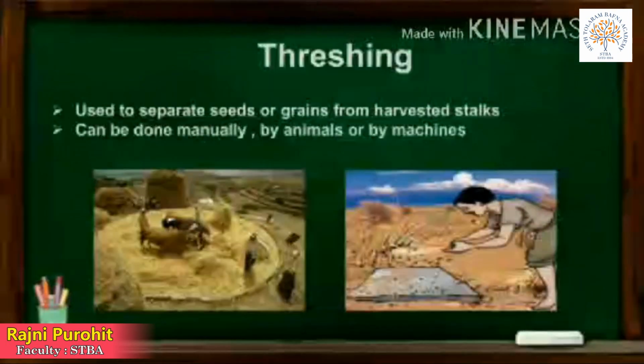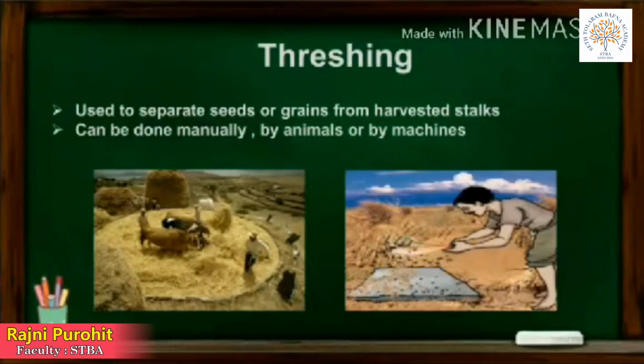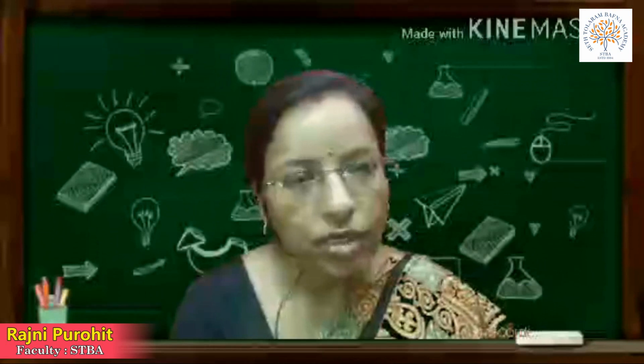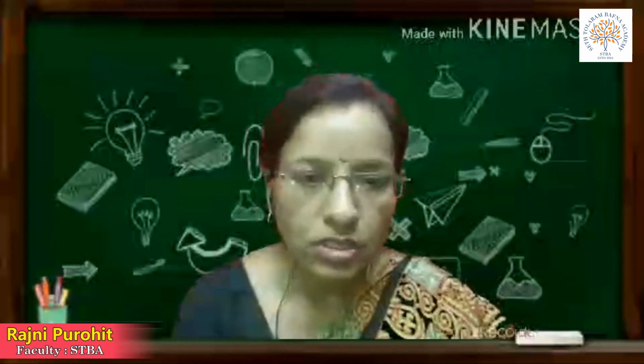Move on to the second topic, that is threshing. Threshing is a method in which farmers separate the grains from the harvested stalks. In this method, the farmers, after harvesting the crops, make bundles of the crops, dry them, and finally they beat the stalk bundles on a hard surface. And in this way, the grains are separated out and the stalks remain behind, which finally become food for the animals. Threshing can be done manually or by animals or by machines.